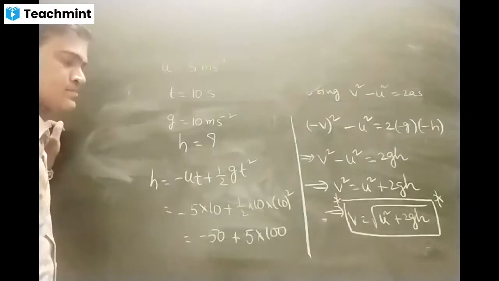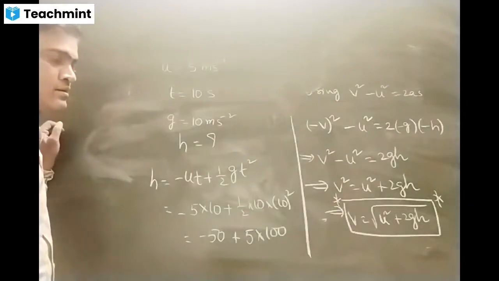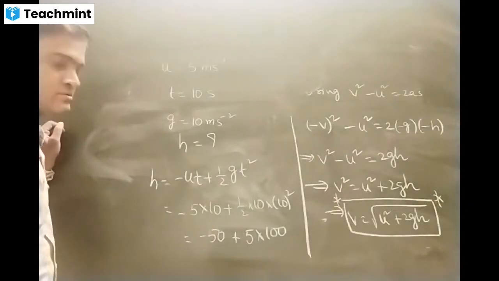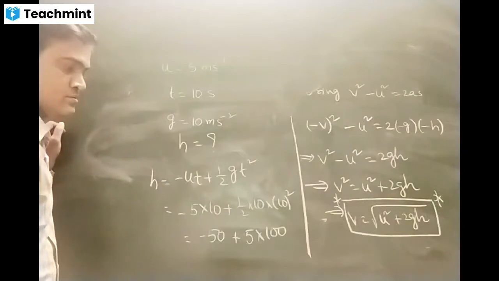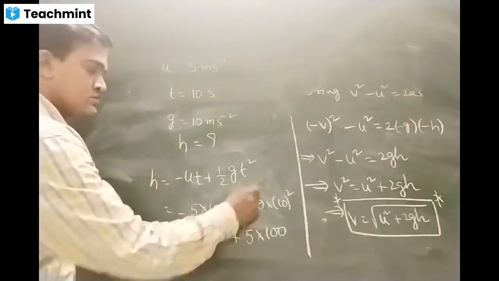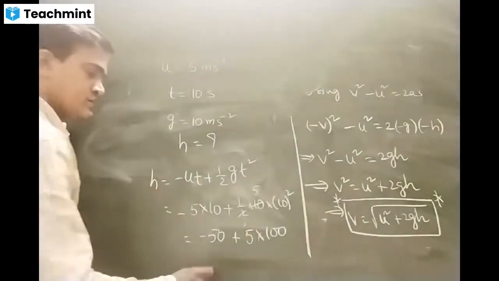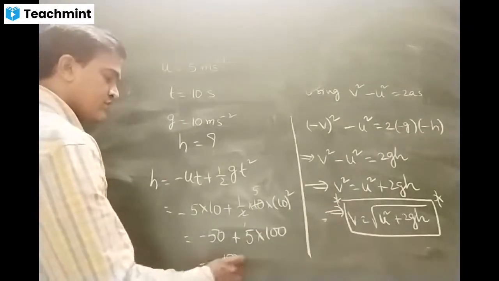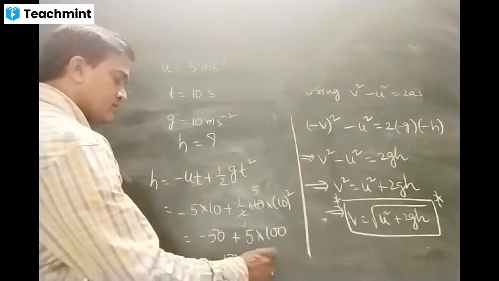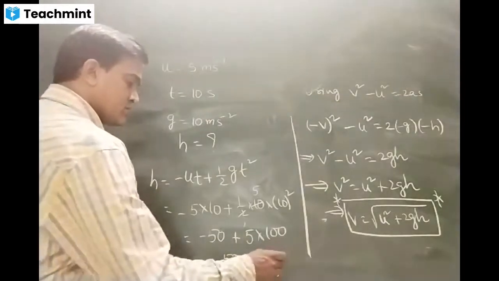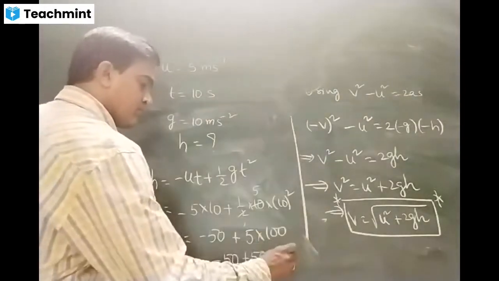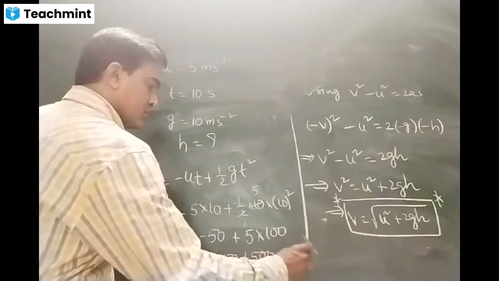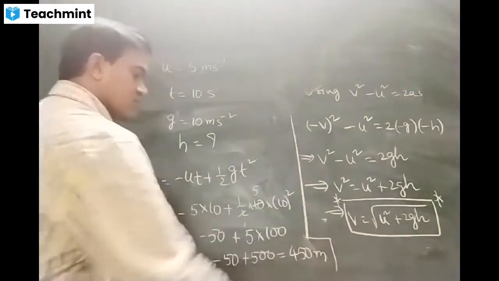Correct, Anna? Is this correct? Yes, sir, correct. So what do I get? Minus 50 plus 500, minus... 450 meters. Plus 450.